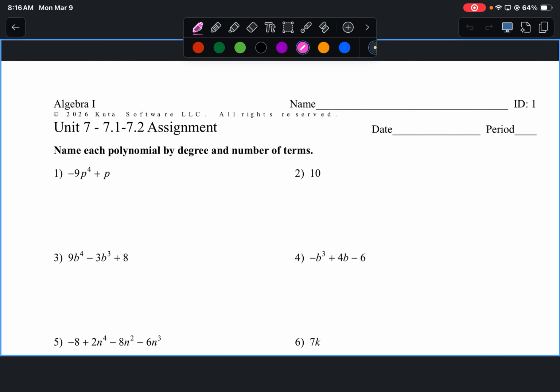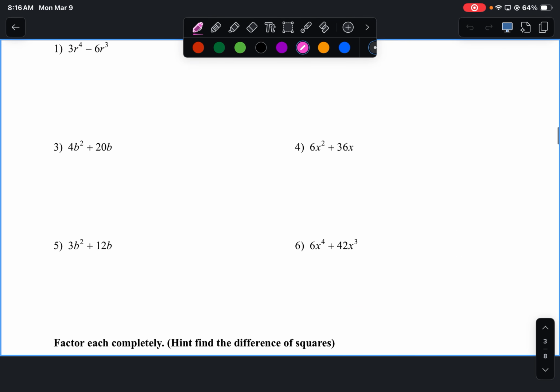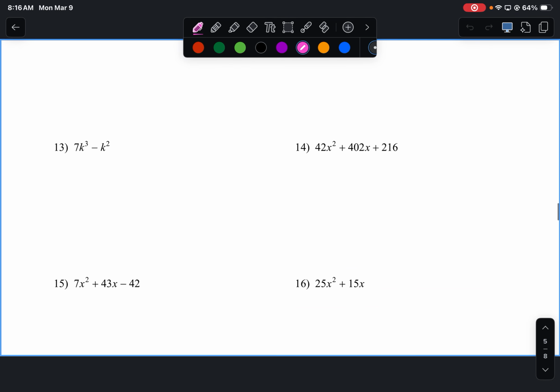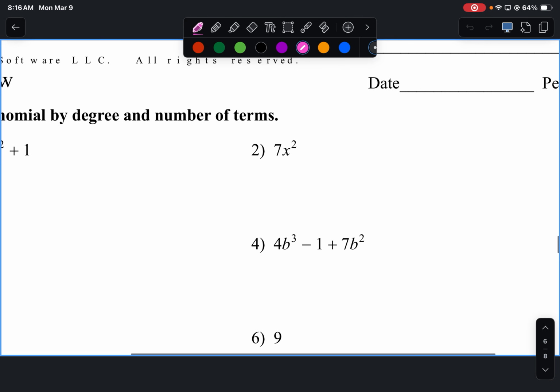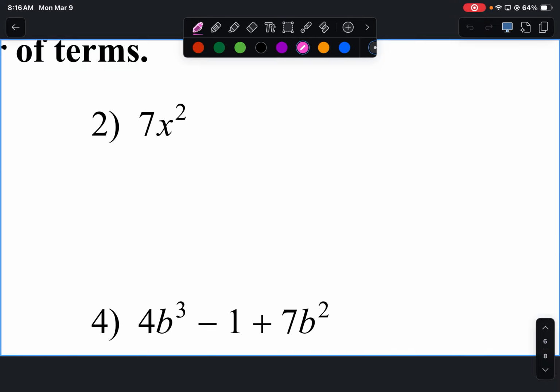So we're going to start with question 2 of our review. What is the biggest exponent in question 2? X squared. So what type of polynomial is that? Constant, linear, quadratic, cubic, quartic. Exponent of 2 makes it quadratic. Now we use how many terms it is.